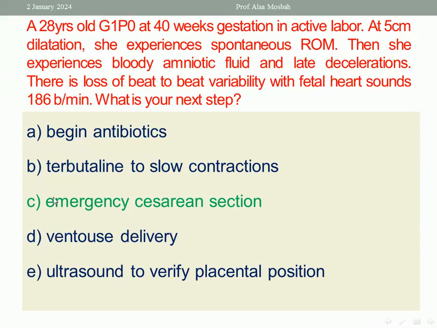Why didn't I do ventouse delivery to enhance the labor? Because still the cervix is 5 centimeter dilated and it should be fully dilated and head engaged to use vacuum delivery or ventouse delivery. So the best answer here is C, emergency cesarean section to save the life.